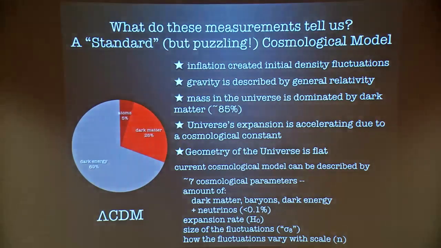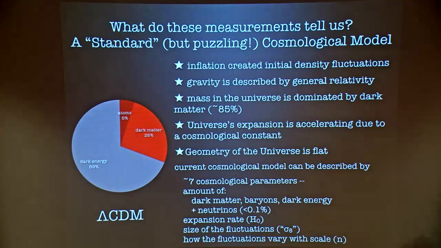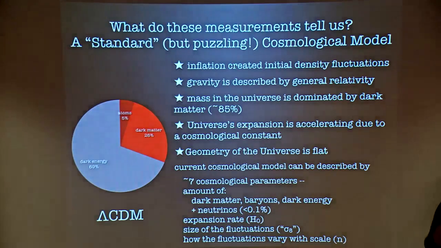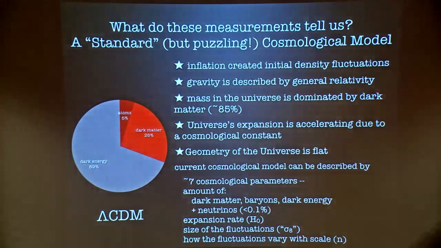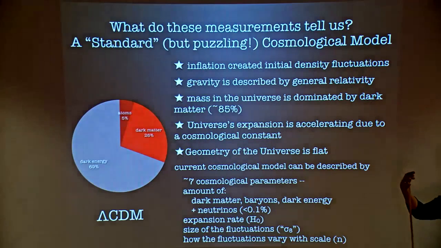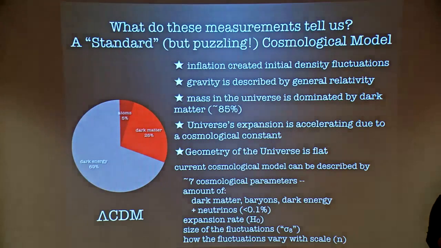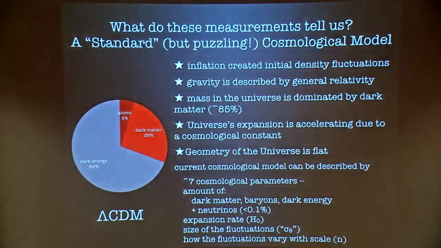Then there's a number which describes the current expansion rate of the universe, right? We want to know how fast the universe is expanding. And then there are essentially 2 numbers that describe the sizes of those spots. Like the overall normalization of the spots, how clumpy is it? And then, is it more clumpy on large scales or more clumpy on small scales? That's what this number is. So those are all numbers that you can think about.